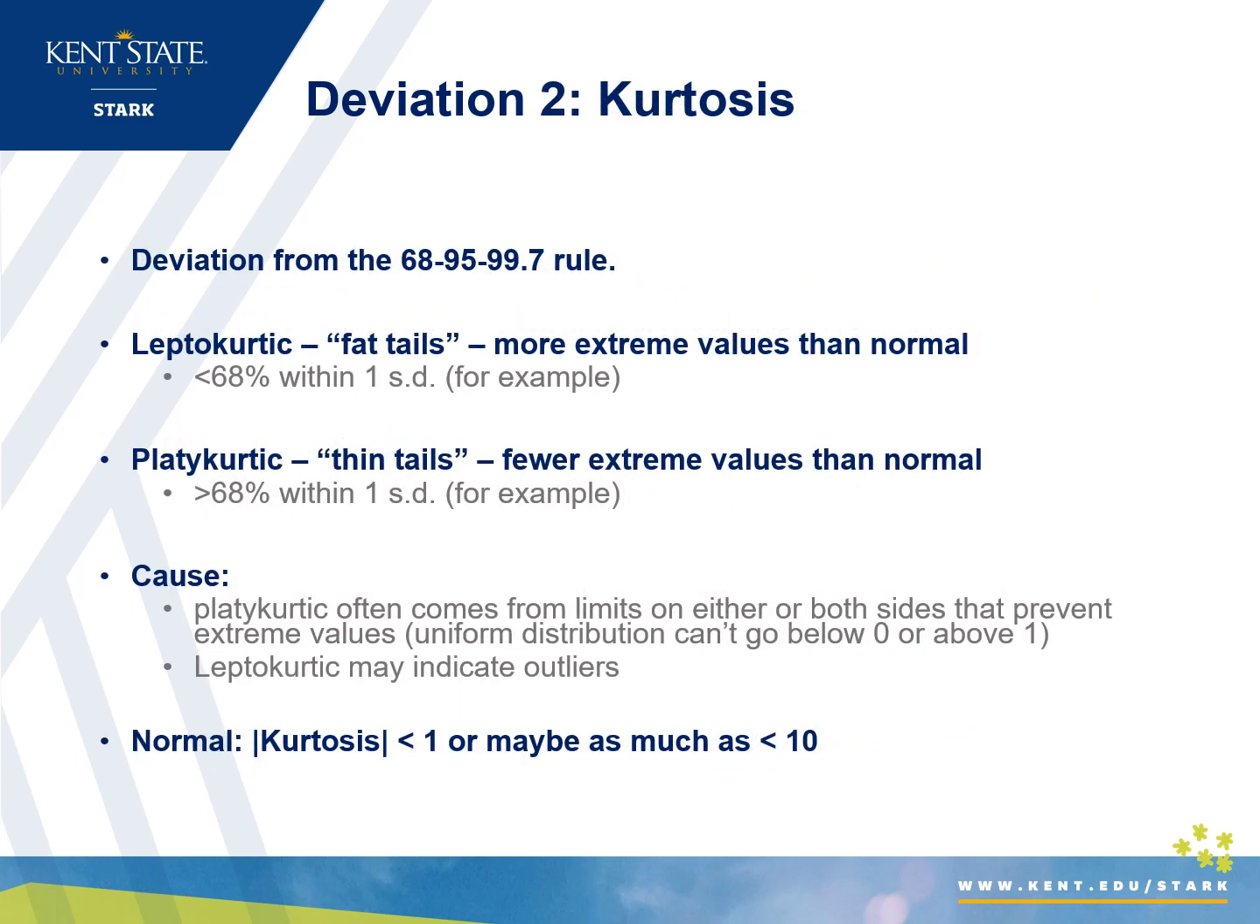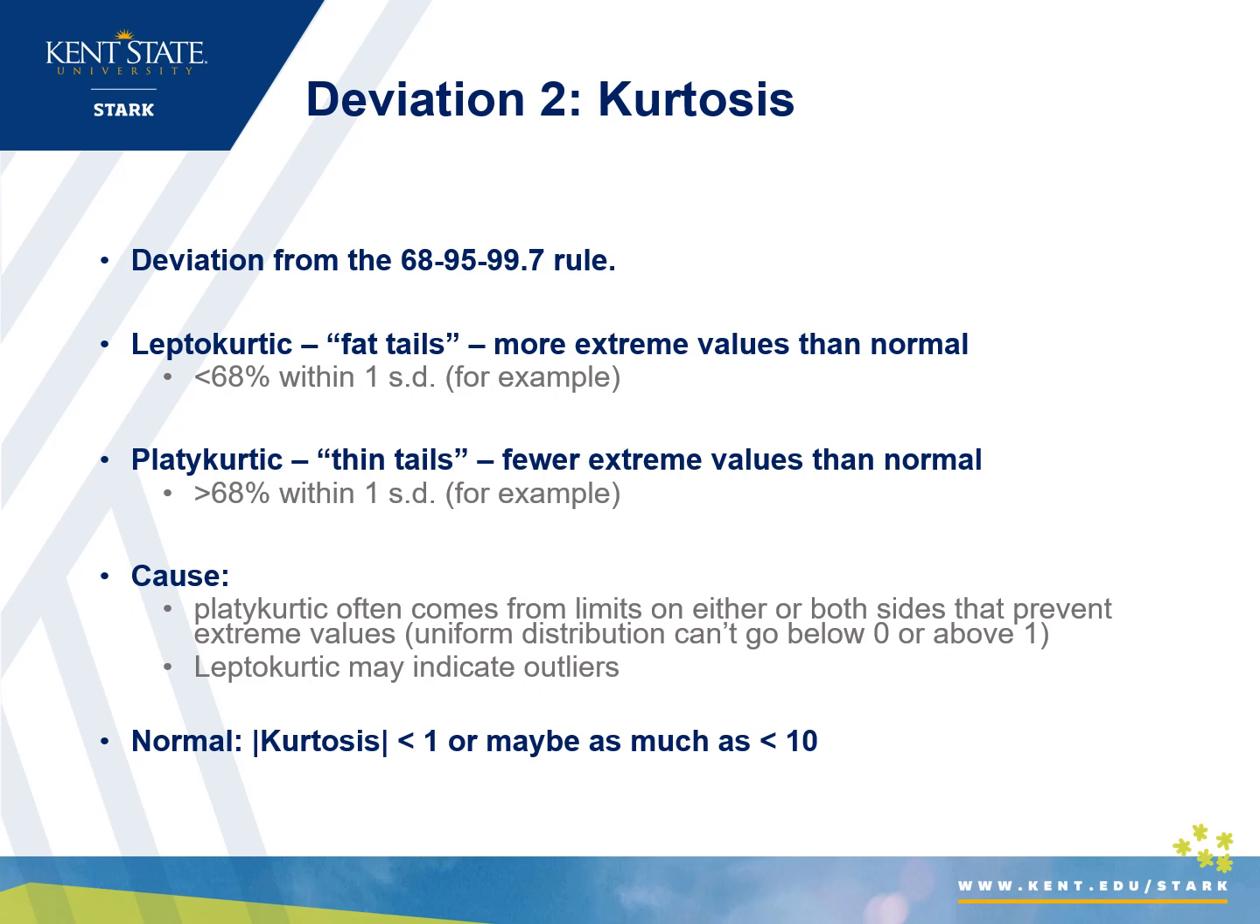Second deviation from normality we may see is in kurtosis. This would be a deviation from the 68, 95, 99.7 rule. There are two deviations that can happen. One is that a distribution can be leptokurtic. These distributions tend to have a very strong central peak and then very fat, long tails, so that overall you actually have less than 68% of the data within one standard deviation of the mean.